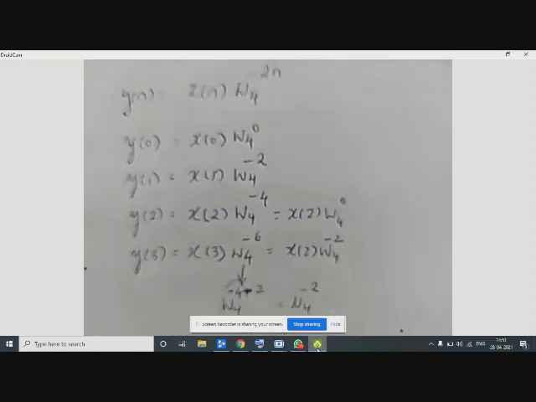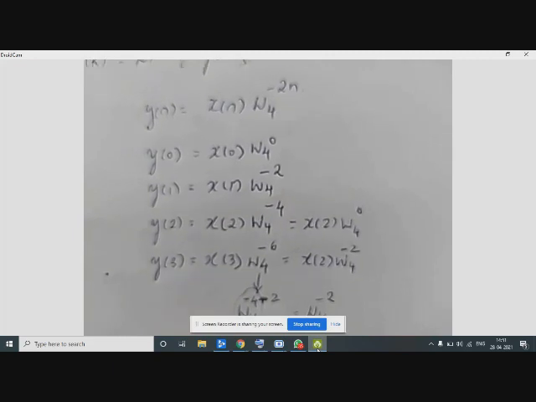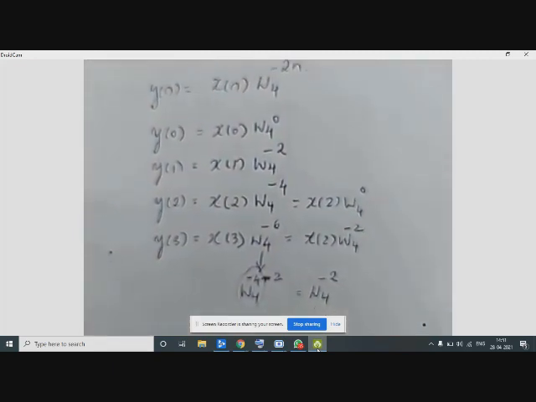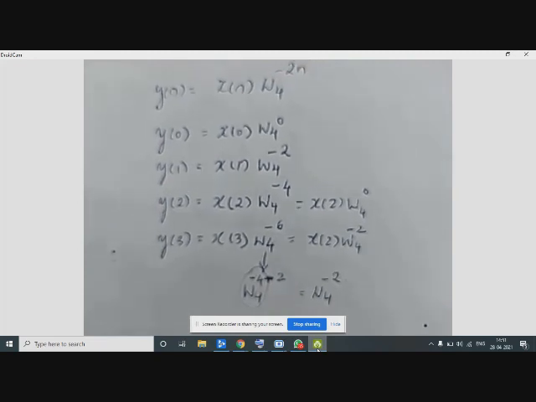Okay, you solve this. First find out the twiddle factor and write down the answers. Whatever answer you get, write it. It's there in the notes also.